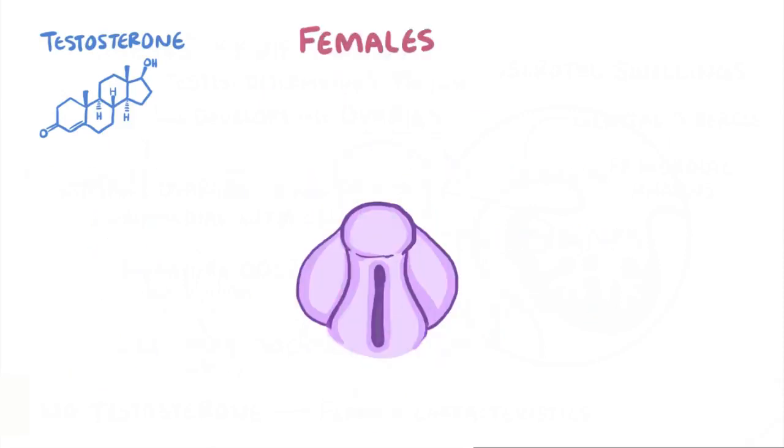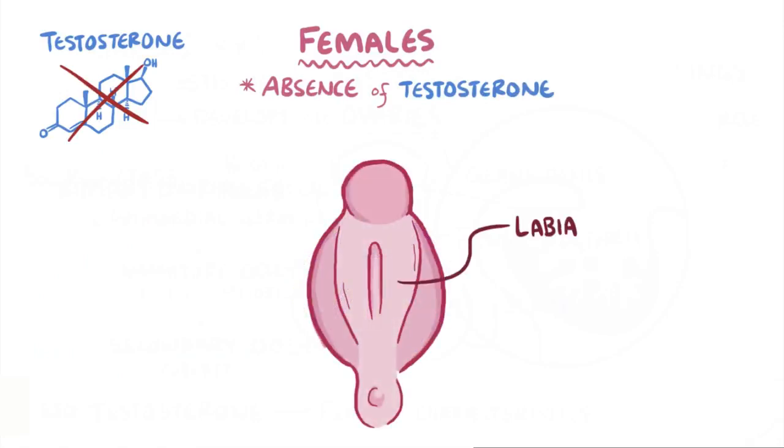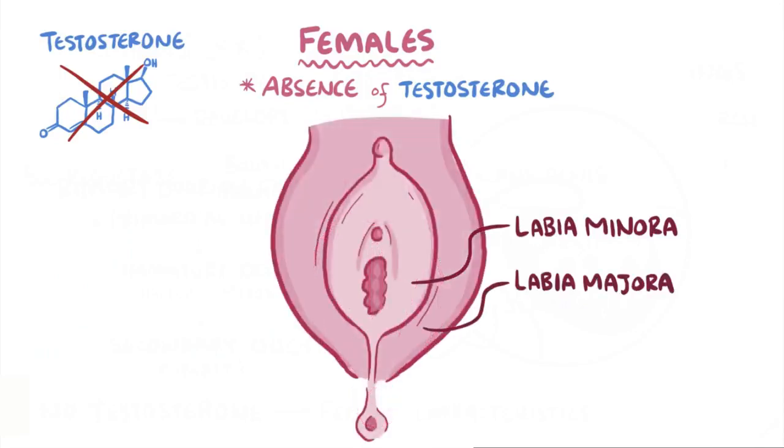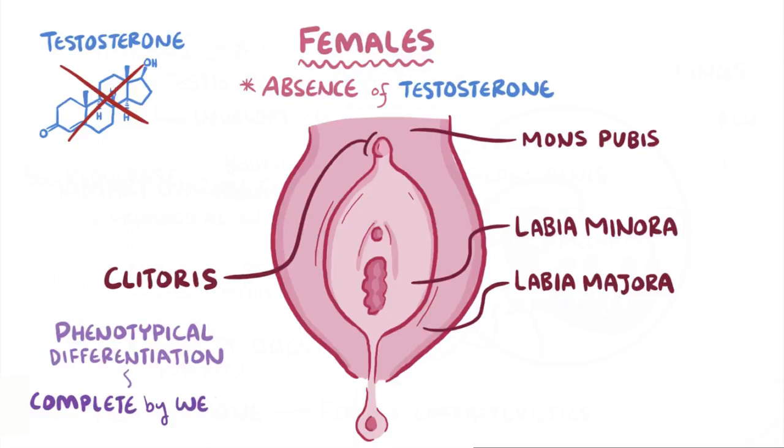For genetically female embryos, in the absence of testosterone, the urethral folds stay unfused and form the labia minora. The labioscrotal swellings form the labia majora, and only fuse in their anterior portion to give rise to the mons pubis. And finally, the primordial phallus shrinks and turns into the clitoris. All in all, phenotypical differentiation is done around week 12, so this is about as early as you can tell the sex of an unborn baby.